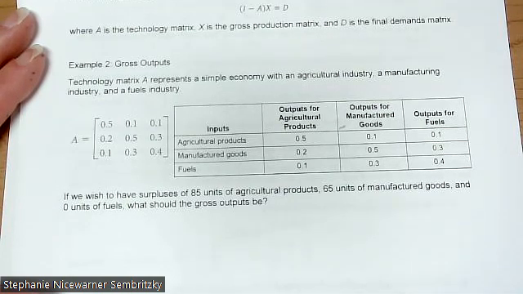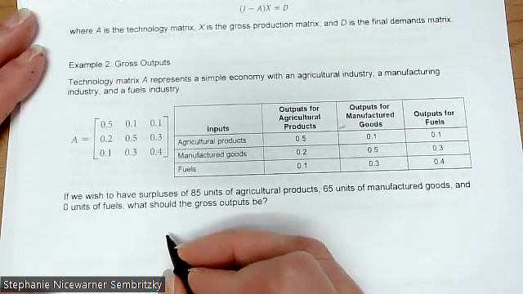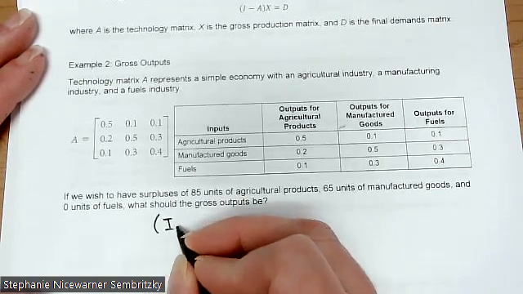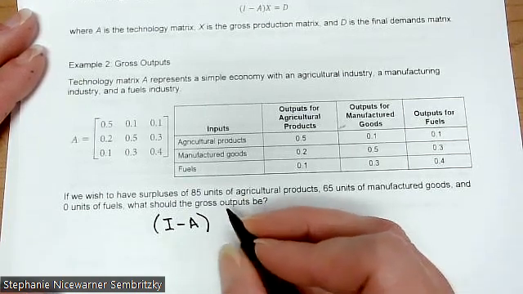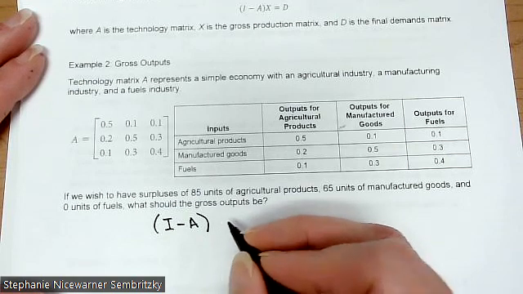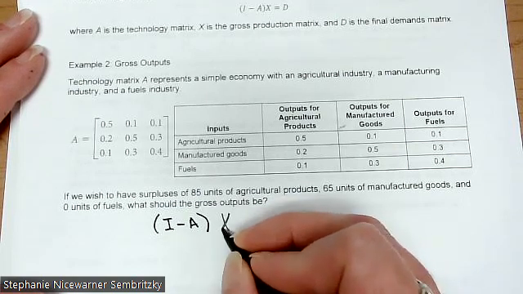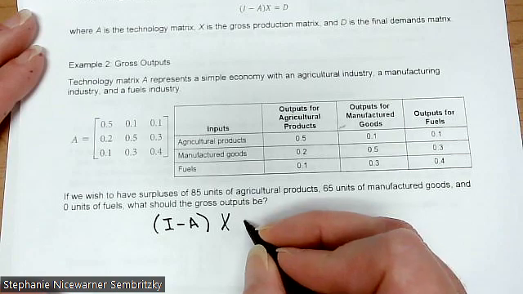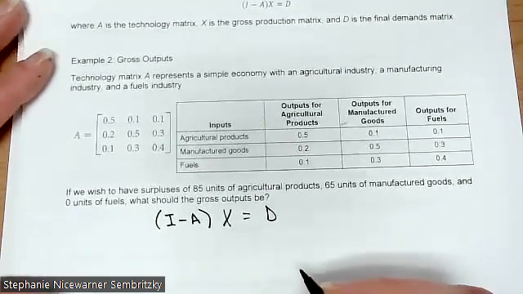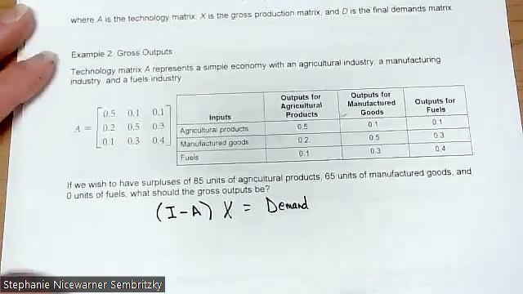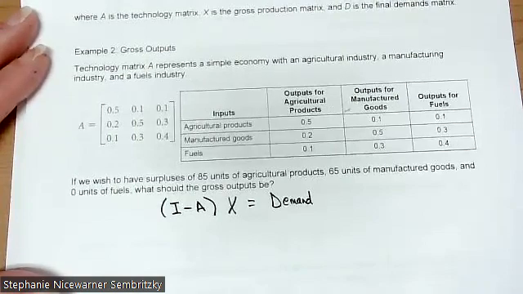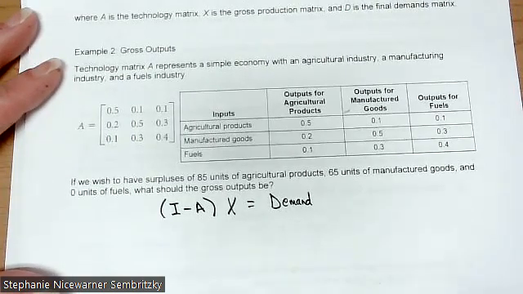So what we need on this is we're going to have I minus A times our variable matrix X. That's just going to have the X1s, X2s, and X3s. And we want that to equal D, which is the demand matrix. So this is the demand. It's what we want our final demands to be. So our surplus amounts.